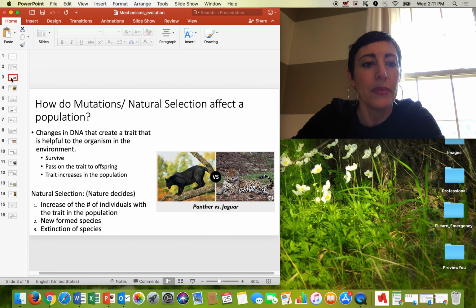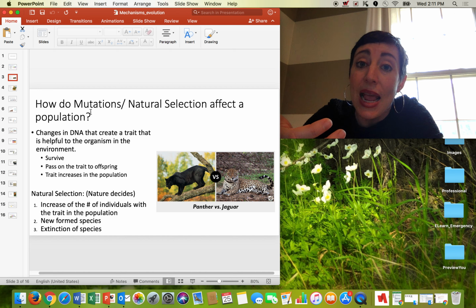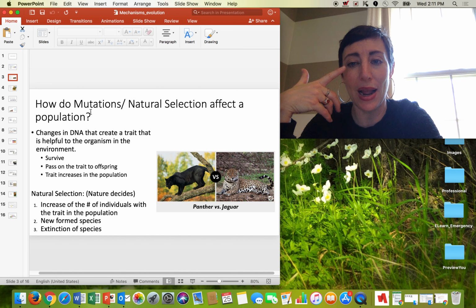Okay, let's start. So how do mutations and natural selection affect a population? How do they cause evolution in that population? Well, first of all, we have to remember that DNA is found in every single living thing on the planet Earth. It's in every cell. And sometimes when we're making DNA, it can mutate or change so that then when the offspring is made, they have that mutation. Now remember, DNA is the recipe for the amino acids or the proteins that then create things like my nose or my eye color or my hair.